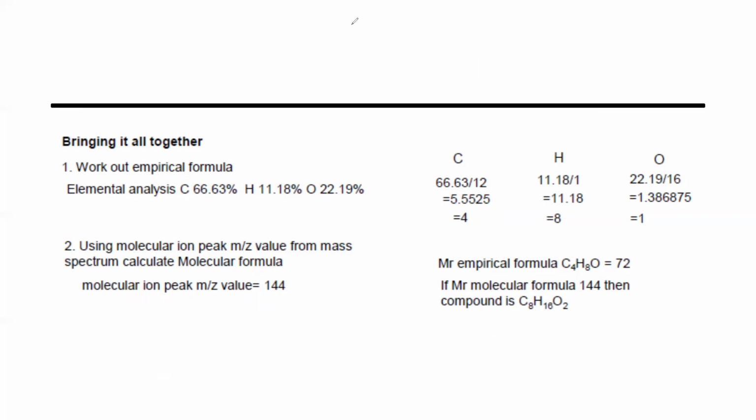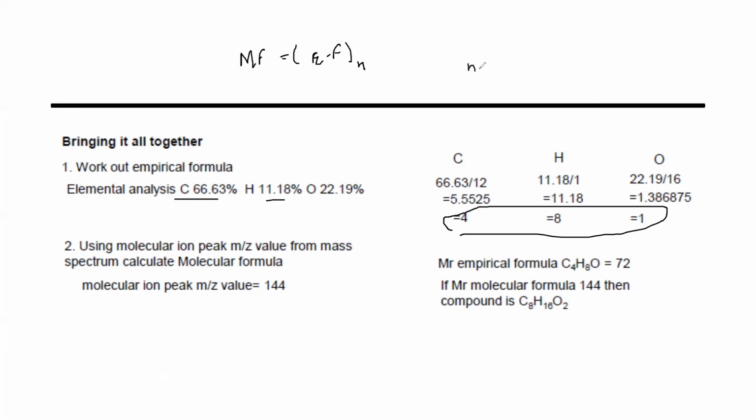Sir, could you repeat this last part? Look, using combustion analysis or using percentages, you get the empirical formula: divide by atomic mass, divide by the smallest value, then round off. You got the empirical formula, which is C4H8O. Then you need the molecular formula, which is the empirical formula times N.